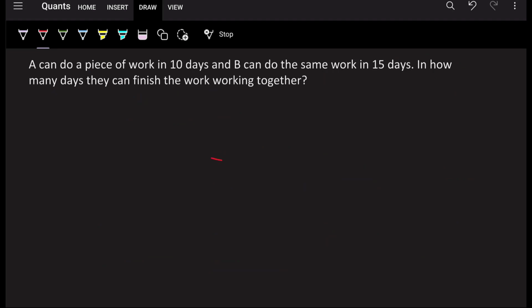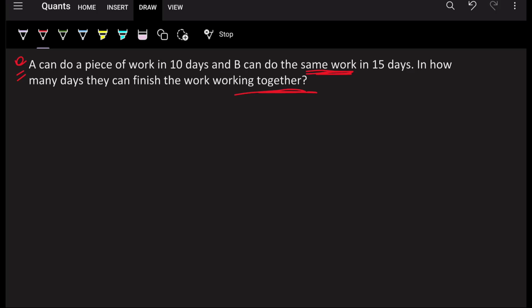Now we will do a question. The question is, A can do a piece of work in 10 days and B can do the same work. Here it is important that the work is the same, that both are doing the same amount of work. A is doing it in 10 days and B is doing it in 15 days. In how many days can they finish the work if they are working together?